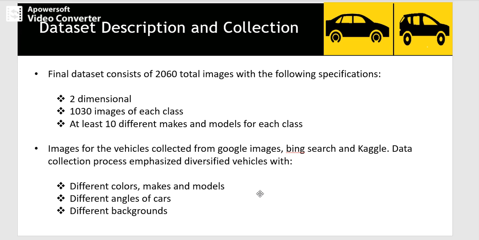Images for the vehicles were collected from different sources, including Google Images, Bing Search and Kaggle. We downloaded some of the images manually and some of the images using code. In our data collection process, we made sure to include a variety of vehicles for both the classes. We downloaded the images with different colors, different angles and different backgrounds.